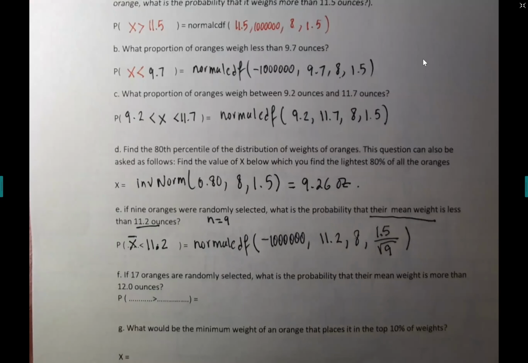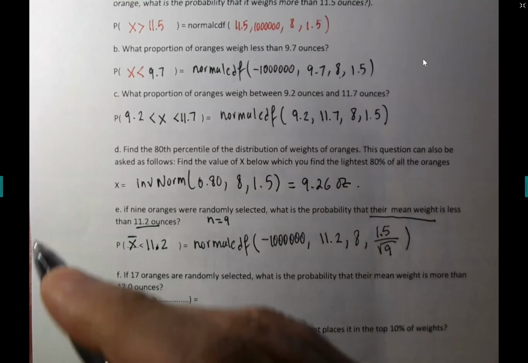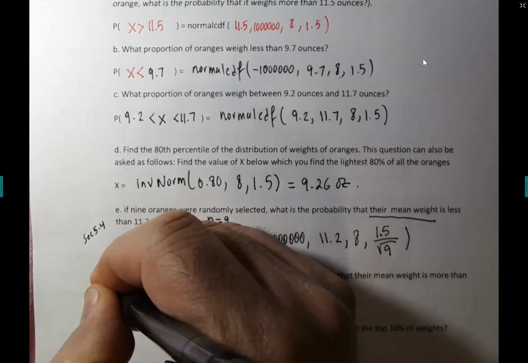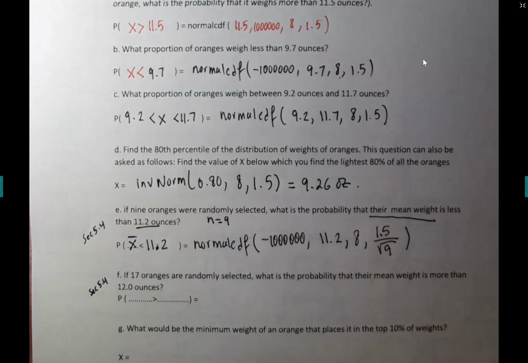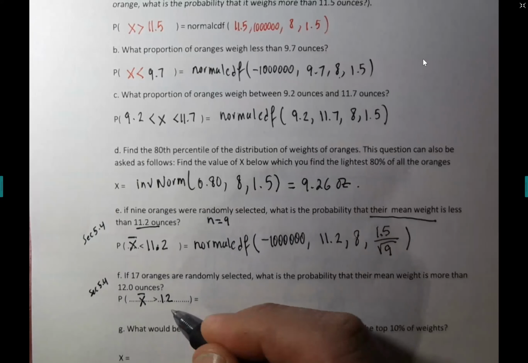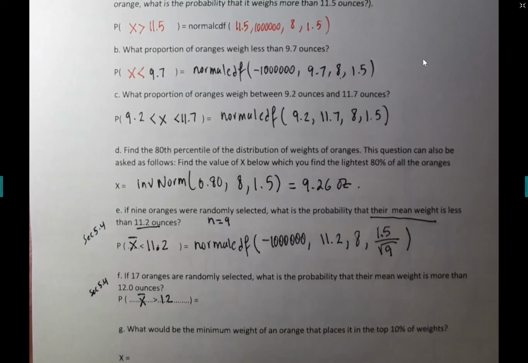There's another one. So that's section 5.4. And that's again section 5.4. If 17 oranges are randomly selected, what's the probability that their mean weight is more than 12 ounces? So it's X bar more than 12 ounces. How likely is it to find 17 oranges with a sample mean more than 12? Probably it's very unlikely, but let's check.